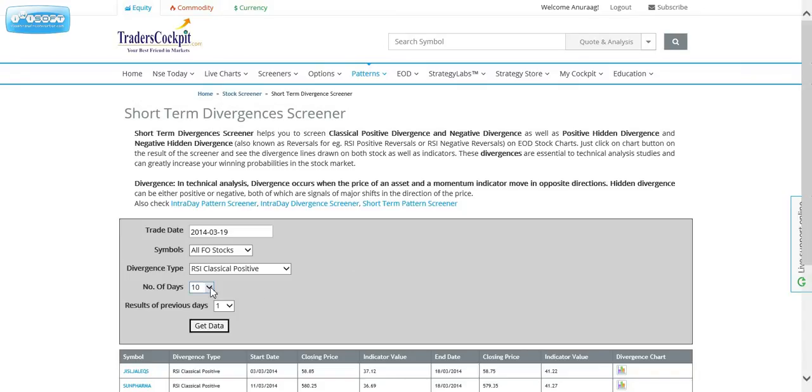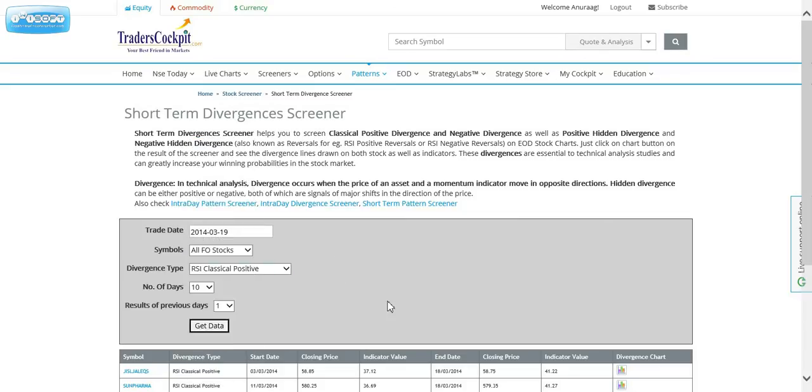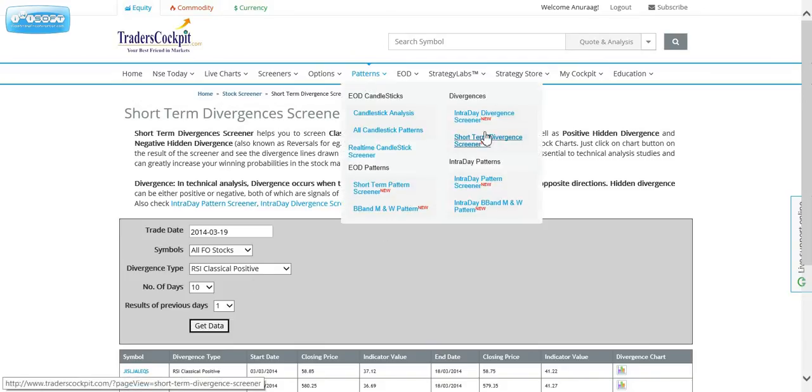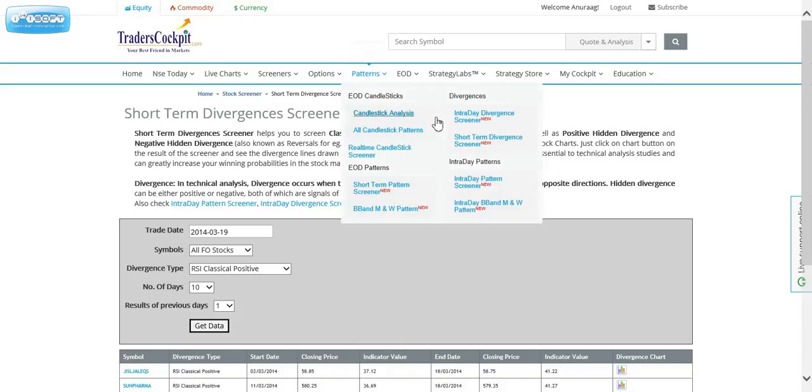So you can also change the number of days to screen for different periods, and also you can change the number of any stock to screen for a particular stock. All this information at a click of a button. That's the power of a divergence screener. You can also screen for all these divergences on intraday as well.